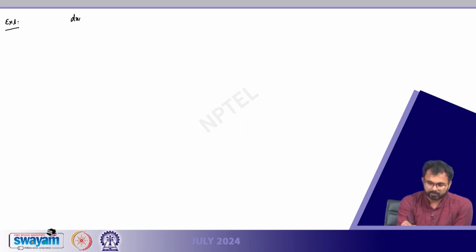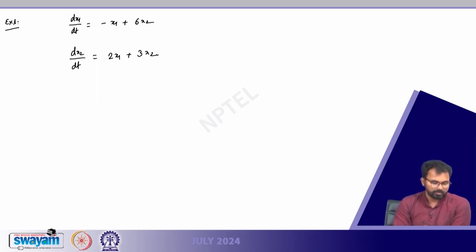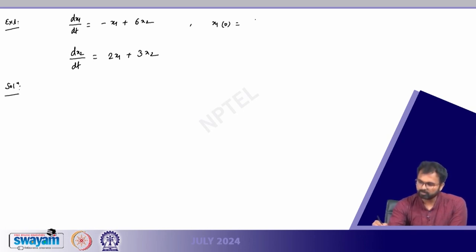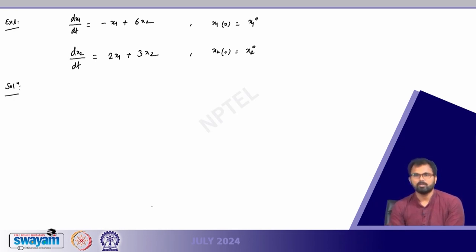We have dx1/dt equals minus x1 plus 6x2, and dx2/dt equals 2x1 plus 3x2. We want to write down the solution of this differential equation. If we go by the previous problem, here we have x1(0) equals some x1_0 and x2(0) equals some x2_0. This we can mention and try to identify the arbitrary constants. That is not important here, we can talk about it later.